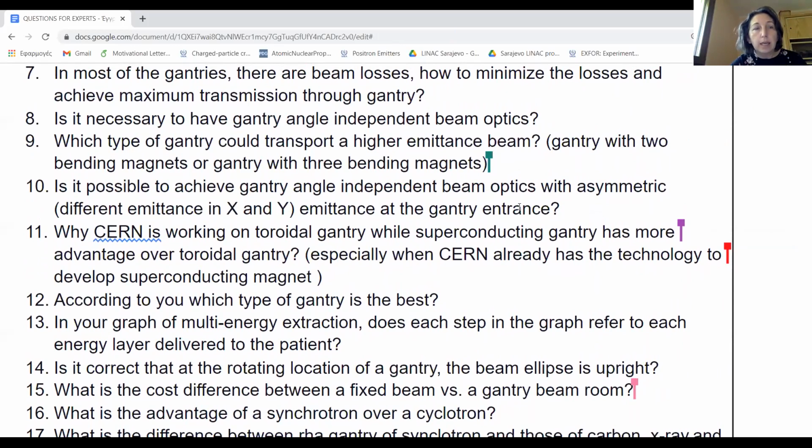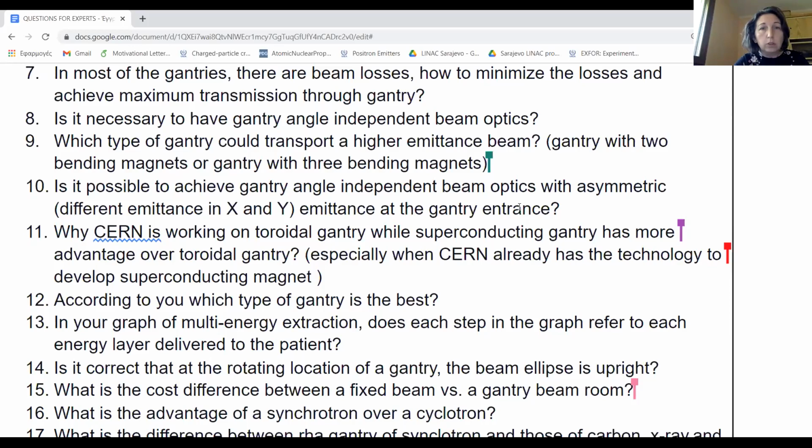In a gantry coupled with a synchrotron, or in a LINAC, we have a very well-defined beam with already the correct dimension entering the gantry and the correct energy. So we do not need these degraders that cause beam losses.